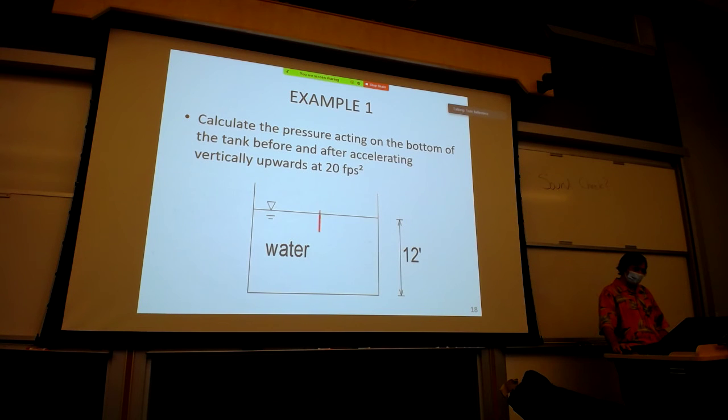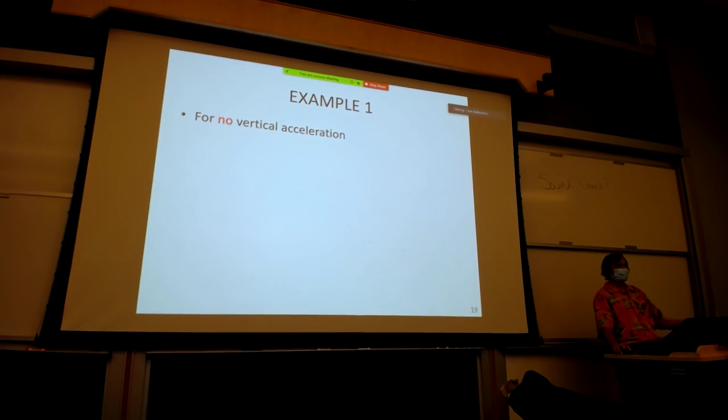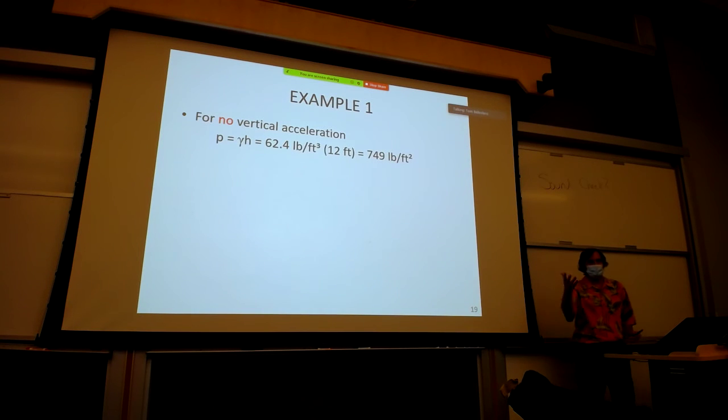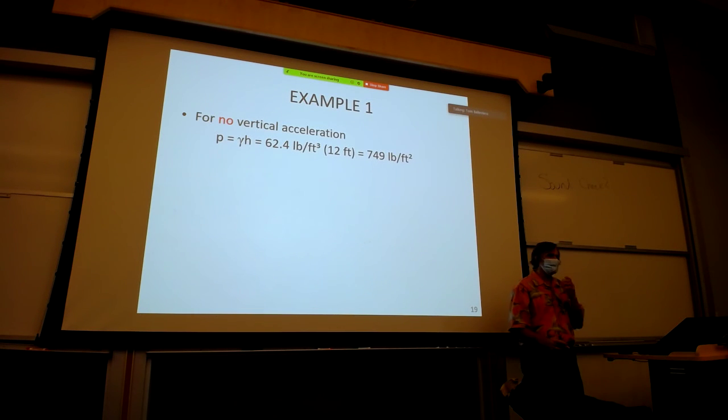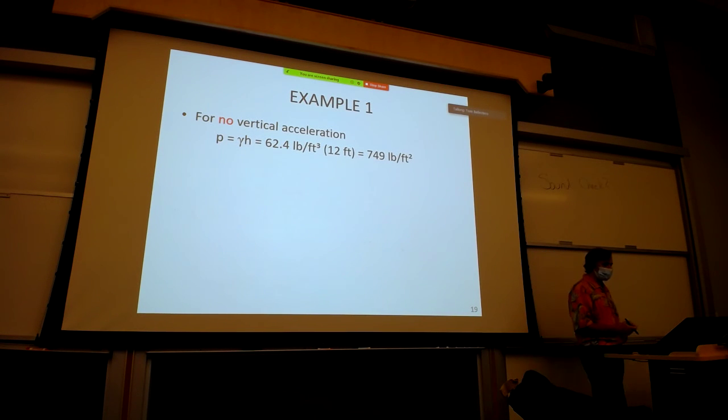So before we do that, we're going to have, again, this acceleration A_z is 20 feet per second squared. What we're going to do is ask, well, what if there was no vertical acceleration? How would you have calculated this? You would have said P is equal to gamma h. The pressure on the bottom is the specific weight of water, 62.4 pounds per cubic foot, times the depth from the top, the free surface, to the bottom, 12 feet. That would have been the pressure on the bottom.